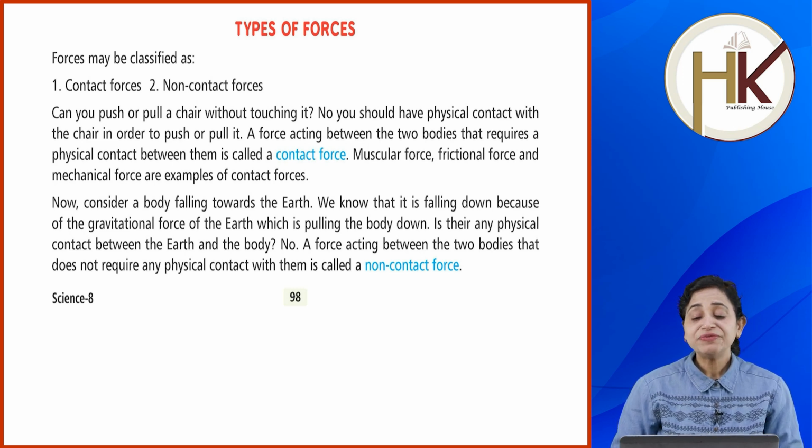A force acting between two bodies that requires physical contact between them is called a contact force. Muscular force, frictional force and mechanical force are examples of contact forces.